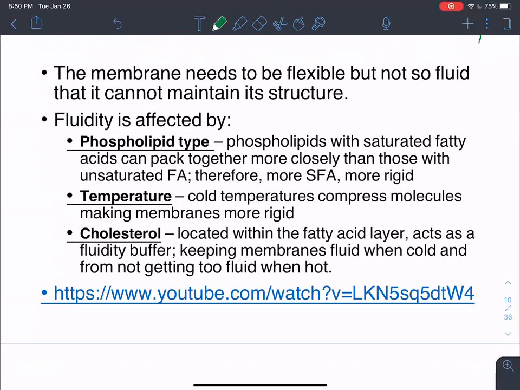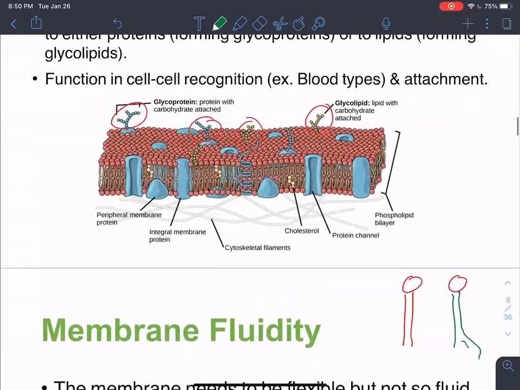So this link down here gives a great breakdown of that. I'd highly suggest going and watching that YouTube video. But cholesterol acts as a buffer to keep the membranes fluid when it's cold and not getting too fluid when it's hot.